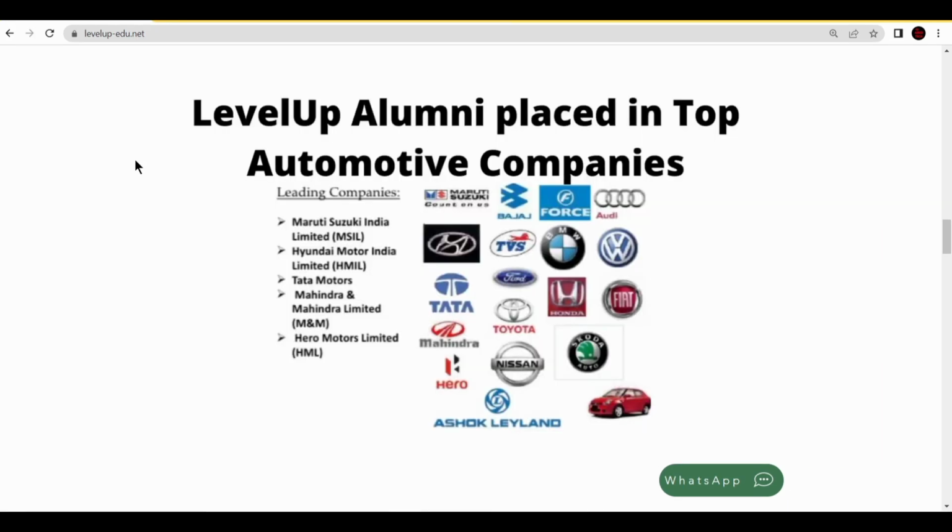Now let us discuss the placements at Level Up. Level Up alumni are currently placed in top automotive companies such as MSIL, Maruti Suzuki India Limited, Hyundai Motor Corporation Limited, Tata Motors, Mahindra and Mahindra Limited, Hero Motors Limited, Skoda Auto Volkswagen India, Fiat, Audi, Bajaj, Force, Hero, and Ashok Leyland. All these are companies where alumni from Level Up are placed.